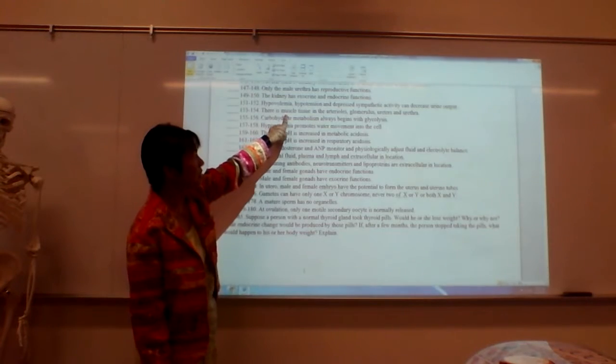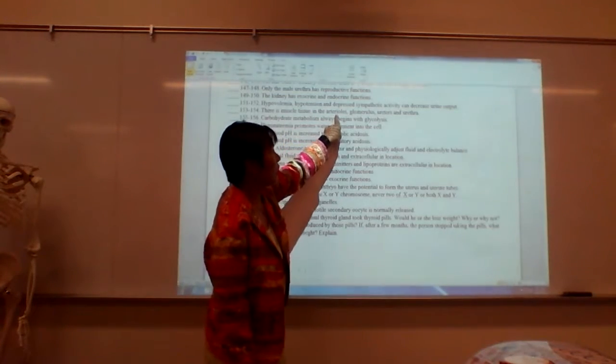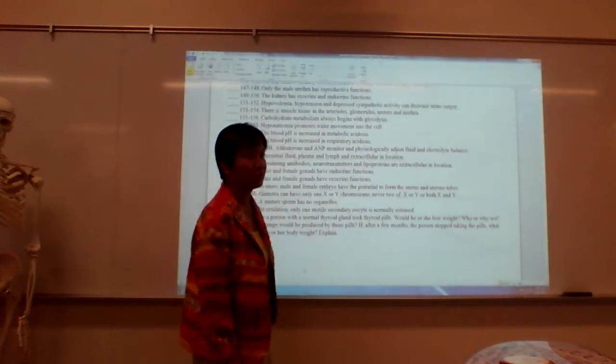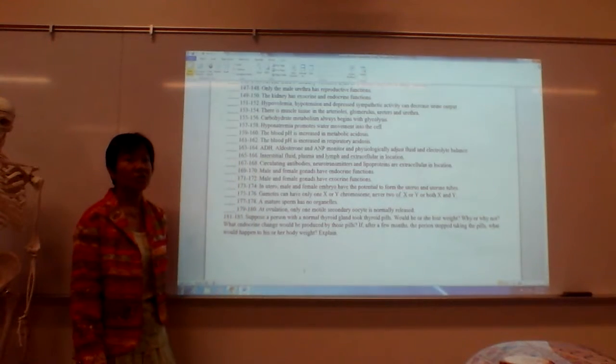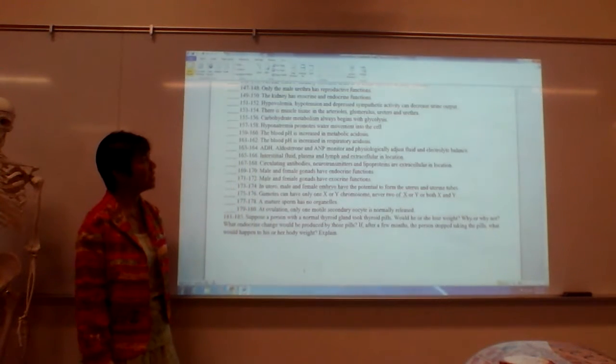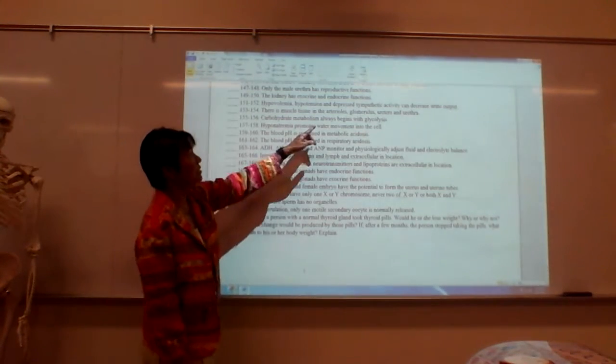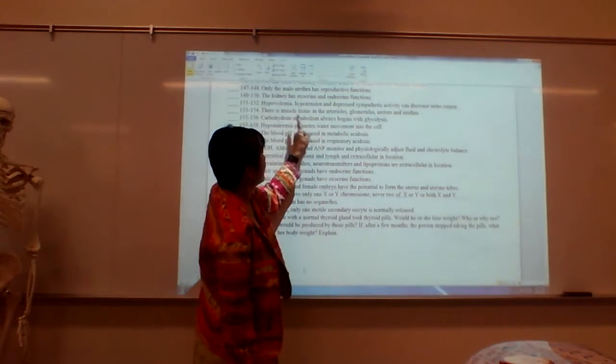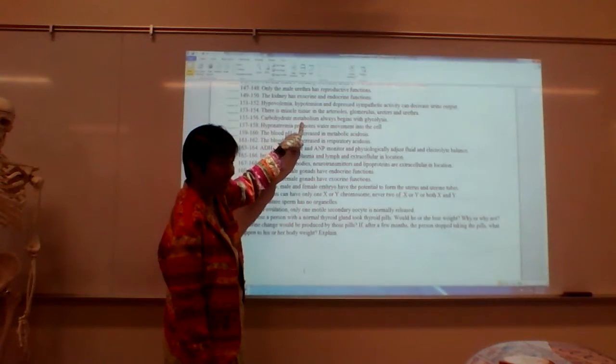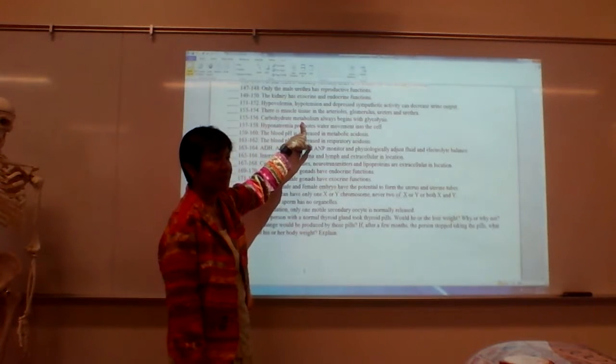Okay, there's muscle tissue in the arterioles, glomerulus, ureters, and urethra. True or false? What makes this false? Or is there no muscle tissue in the glomerulus? It is very good because the glomerulus is capillary, and capillary is only one cell layer. So that's what makes it false, right? Carb metabolism always begins with glycolysis.